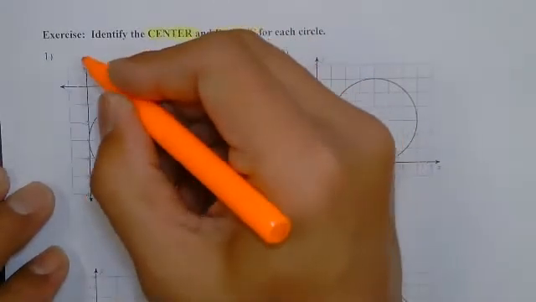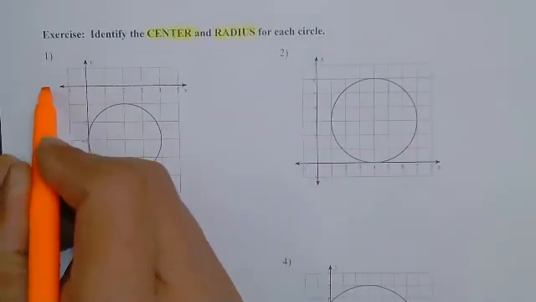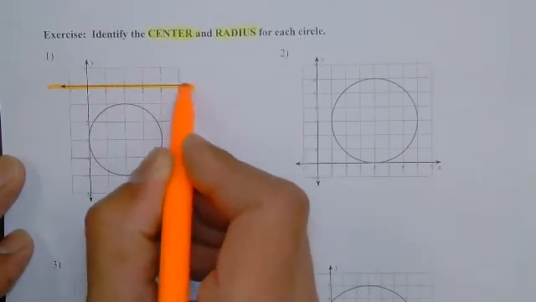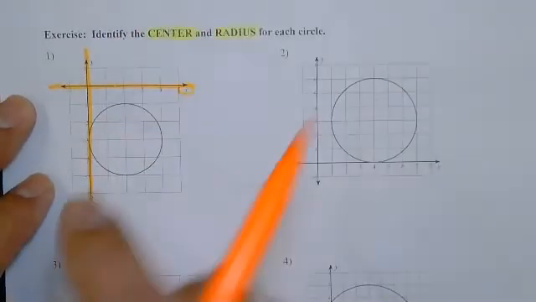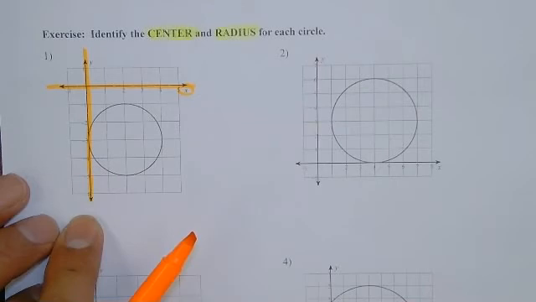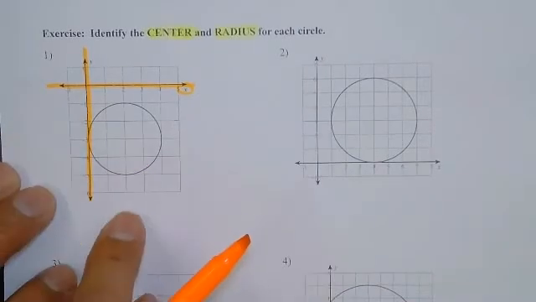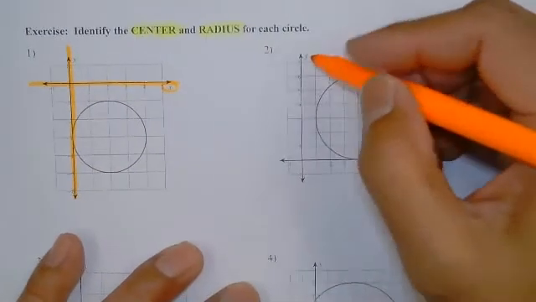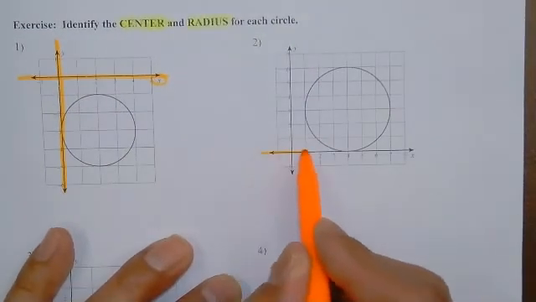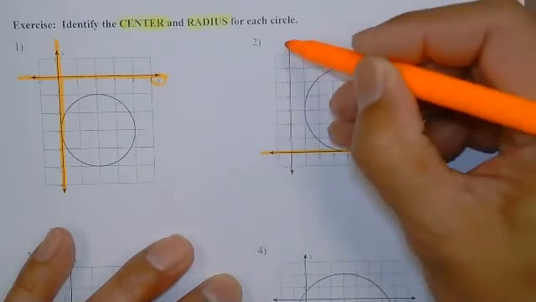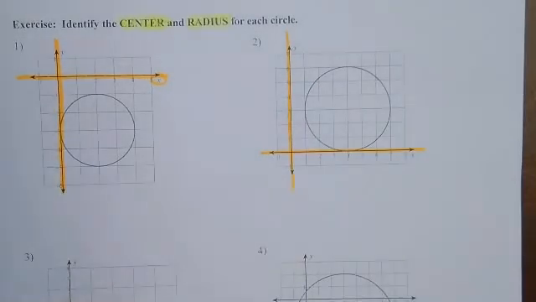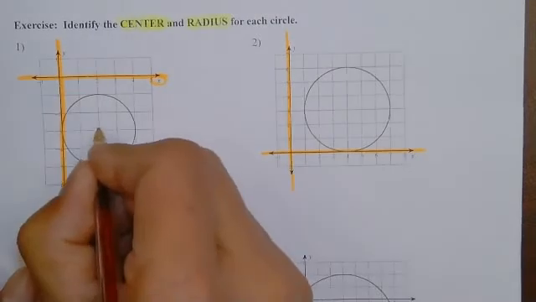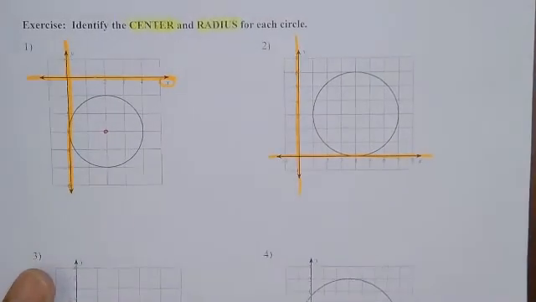On a coordinate plane. If you notice, there's an x-axis and a y-axis. But it's not in the middle like you're used to seeing it all the time. It's kind of moved over. If you look at this one over here, the x-axis is over here. The y-axis is over here. Okay, the center is that middle point, the point in the middle of the circle. Right here.